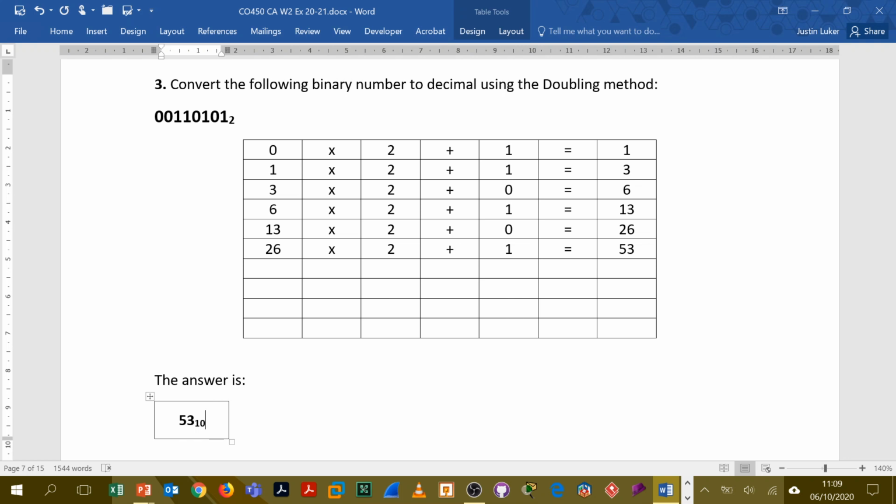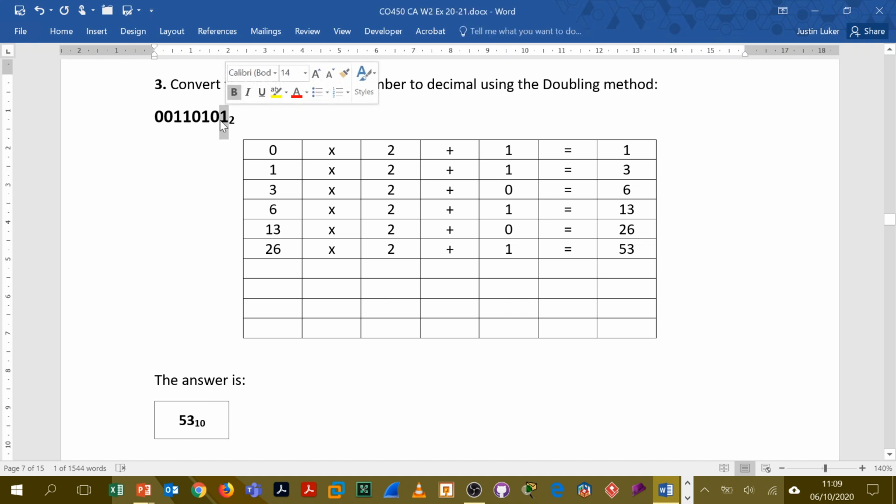The other thing, just as another little tip, is because 2 to the 0 is 1, if you find a 1 bit in that least significant bit position, then your number will always be odd.